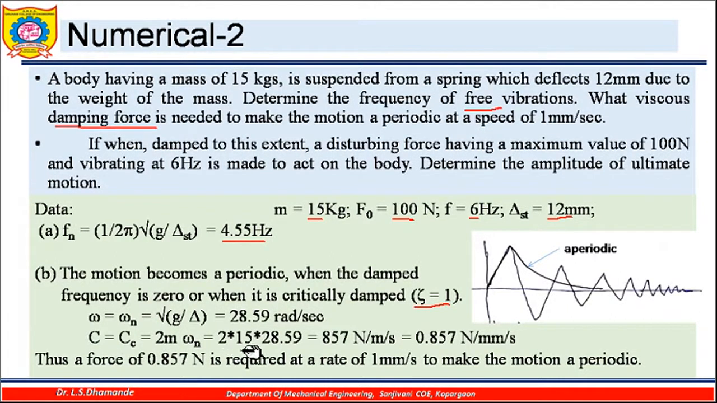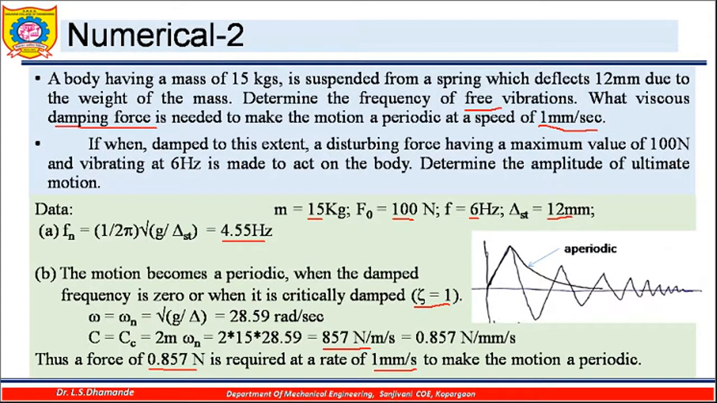So 2 is a constant, m is 15 kg given to us, and omega n is 28.59, which we have converted into radian per second. Finally you get 857 Newton per meter per second. That means it is 0.857 Newton per mm per second. It means a force of 0.857 Newton is required at a rate of 1 mm per second to make the motion aperiodic. So this is the force needed.